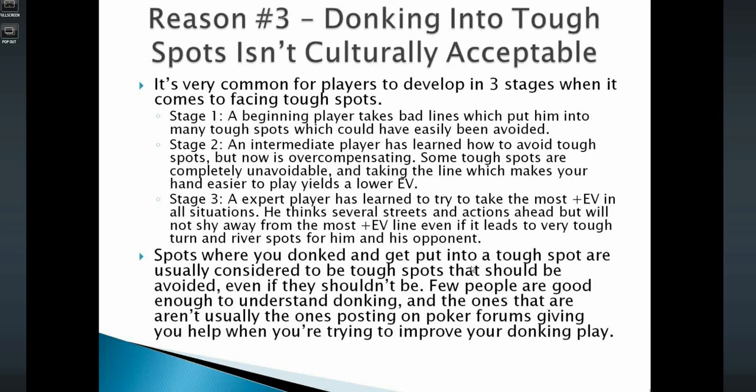Spots where you donked and get put into a tough spot are usually considered to be tough spots that should be avoided, even if they shouldn't be. Few people are good enough to understand donking, and the ones that aren't are usually the ones posting on poker forums, giving you free help when you're trying to improve your donking play.